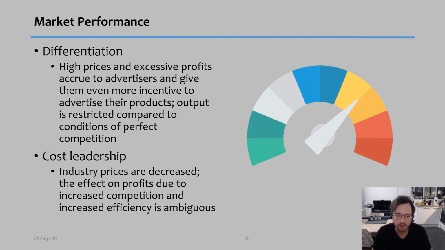On the other hand, cost leadership. Industry prices are decreased, and the effect on profits due to increased competition and increased efficiency is ambiguous. In other words, what we mean here is that we really cannot give one recipe that it always goes up or it always goes down. In cost leadership, because there are much more variables involved, it's harder to control, and sometimes more competition can actually lead to more profits in the industry.